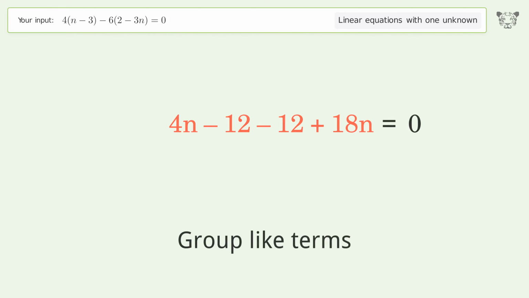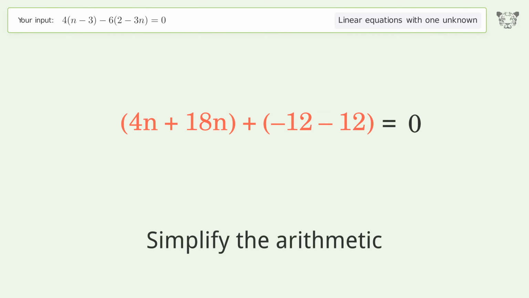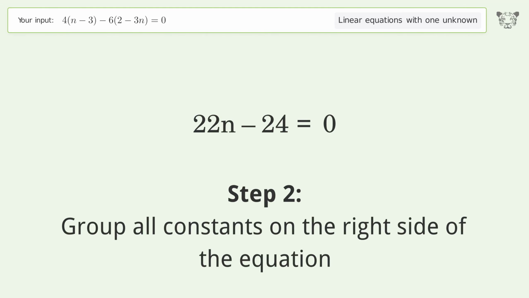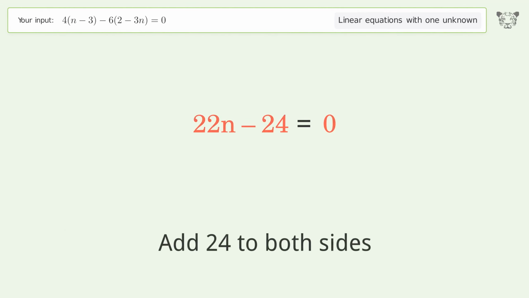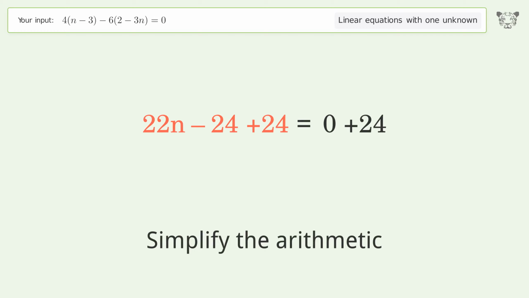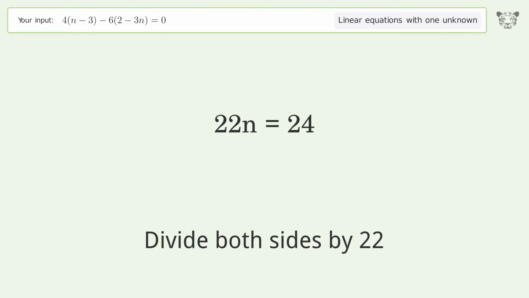Expand the parentheses. Group like terms. Simplify the arithmetic. Group all constants on the right side of the equation. Add 24 to both sides. Simplify the arithmetic. Isolate the n. Divide both sides by 22.